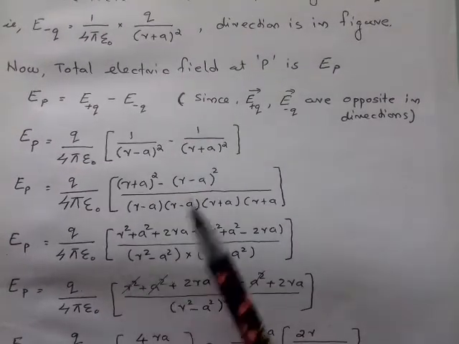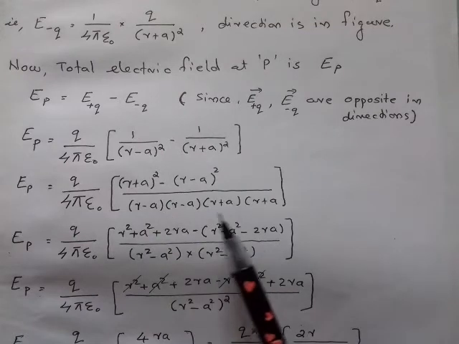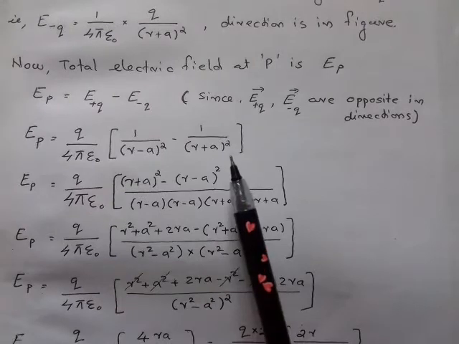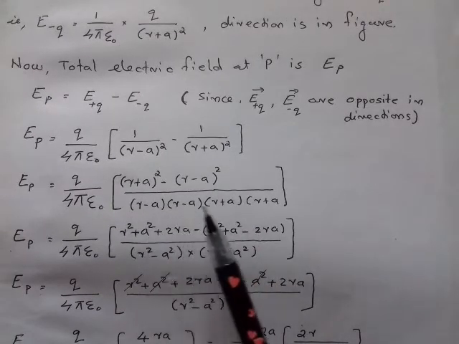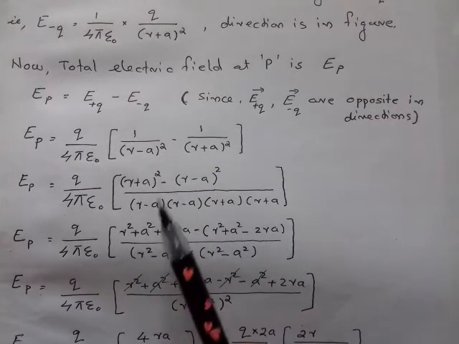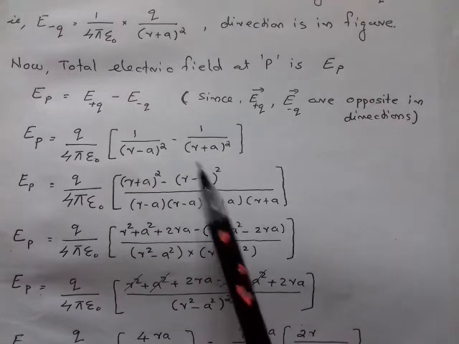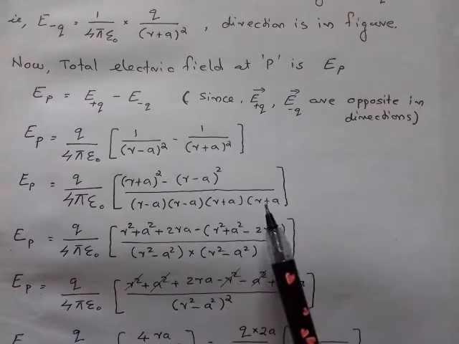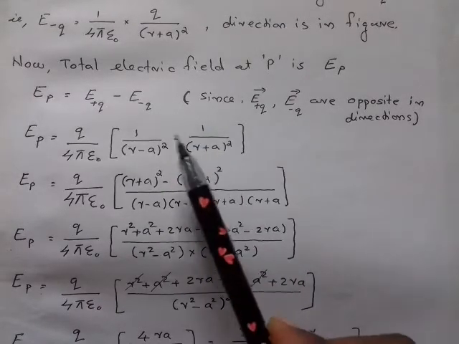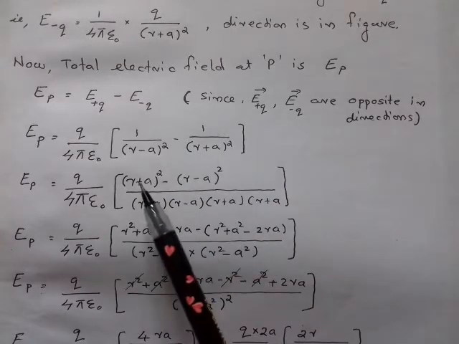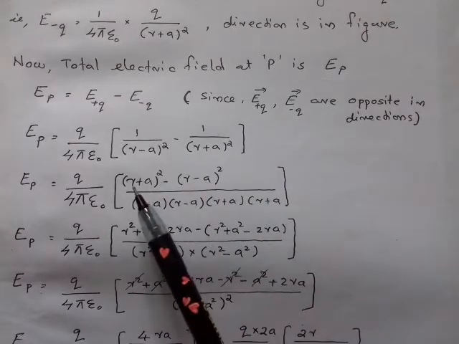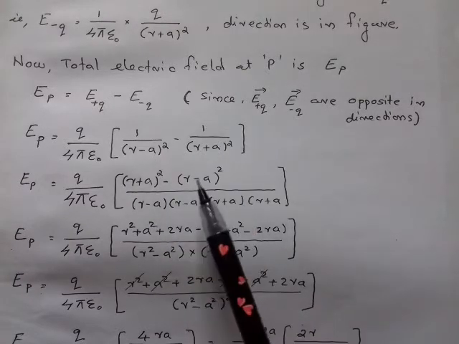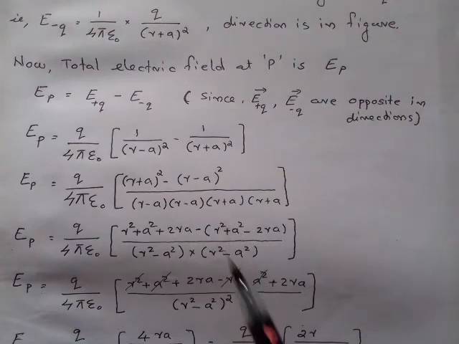So we continue. So if you take the common denominator, it is (r minus a) whole square into (r plus a) whole square. That can be written in a split manner as (r minus a) into (r minus a) multiplied by (r plus a) into (r plus a). And in the numerator, this one goes in this way, this one goes in this way. So it is (r plus a) whole square minus, this minus, this one goes in this way, so it is (r minus a) whole square.